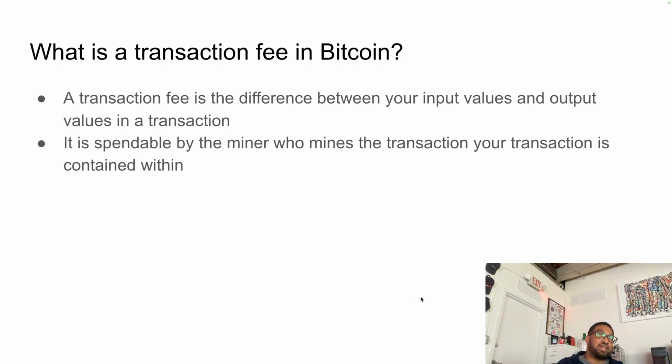So I have this: a transaction fee is the difference between your input values and your output values in a transaction. So fees are implicit within a transaction. They're not explicit. You don't put the exact fee that you want, and it's spendable by the miner who mines the transaction. It actually doesn't need to be spent by the miner. The miner could specify any address or script pub key that they want the funds to go to. Usually it's the miner, but I think sometimes it goes to custody services. So miners actually mine to addresses from other companies sometimes.